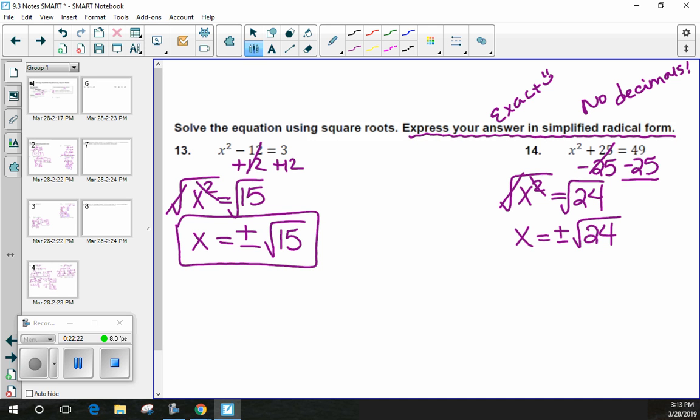That's kind of the whole point. We're not going to work on the calculator on this. All right, so 24 is not a perfect square. So then here's part 2 of that. Did it have any perfect square factors that go into 24? What's a perfect square factor that goes into 24?